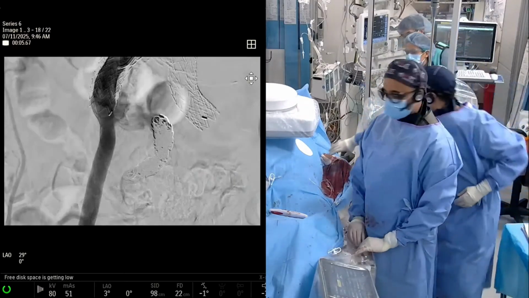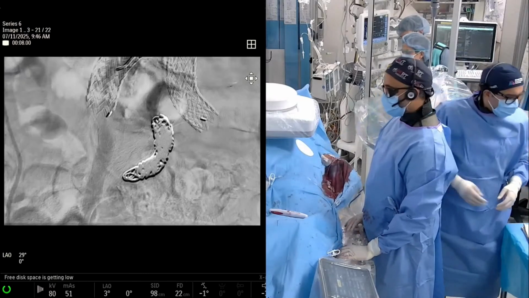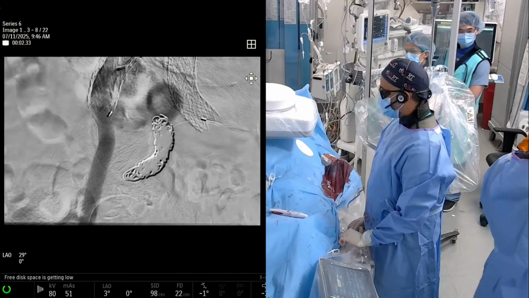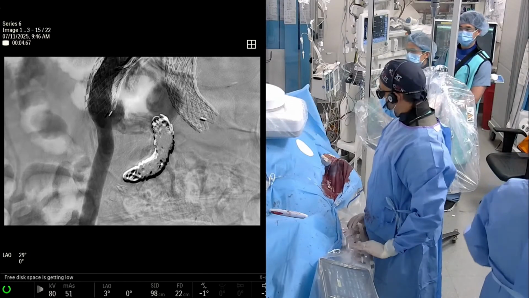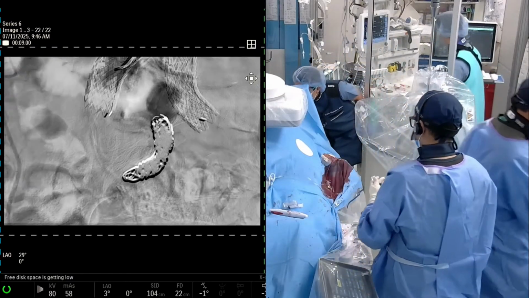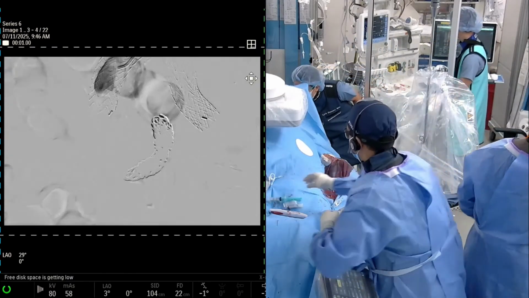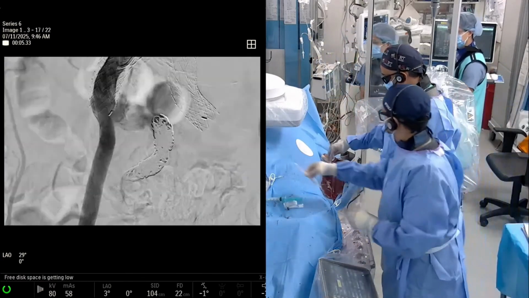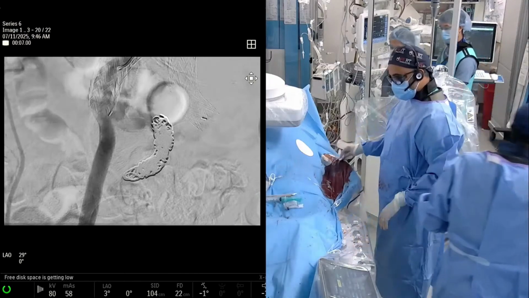Can we get our regular TR band? Yeah, regular TR band. And we'll show you how we exit here. So we use TR bands. There are obviously a whole bunch of different manufacturers that make these sort of radial closure devices. But the Terumo TR band comes in two sizes.